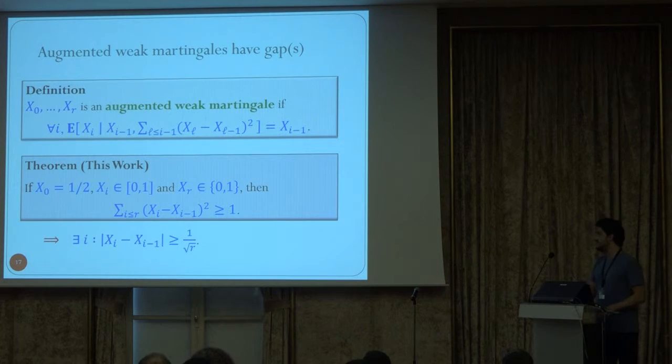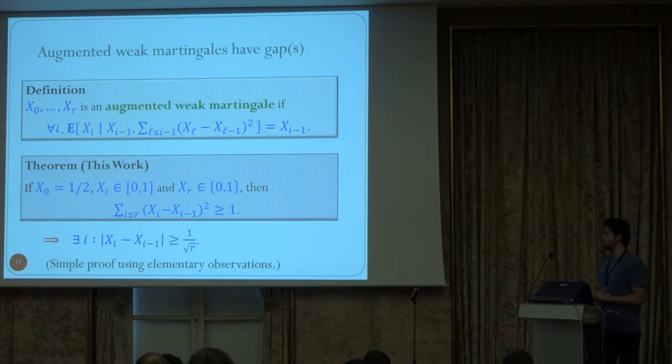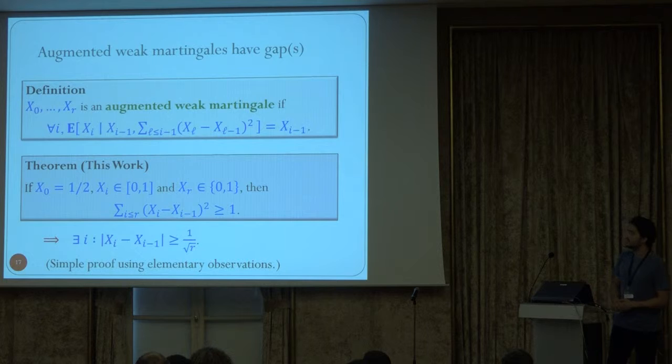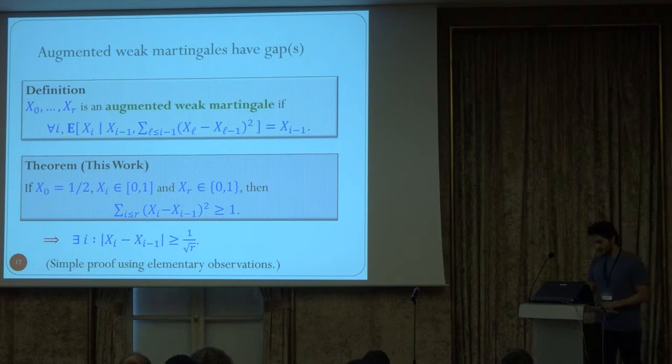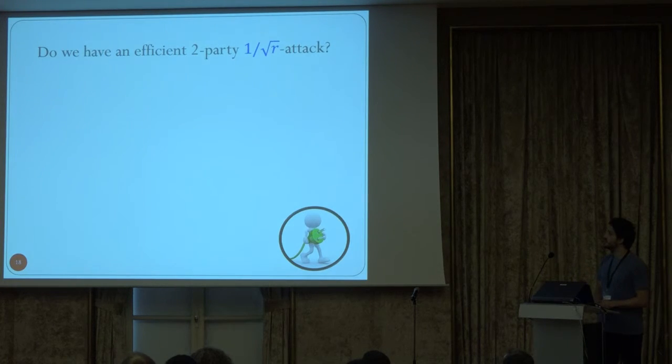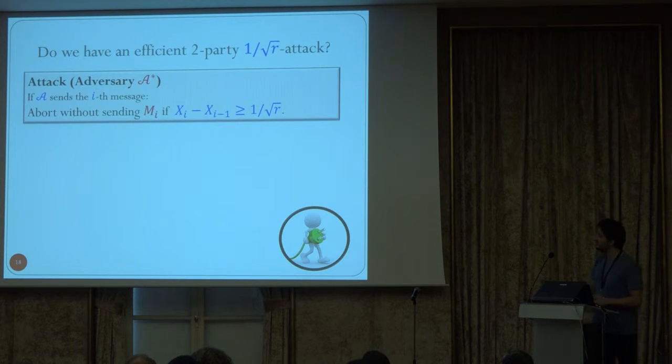Also, I'd like to mention that we have a simple proof that uses elementary observations, contrary to Cleve and Impagliazzo's theorem. So all of this discussion should raise an eyebrow, because I seem to be saying that we obtain a two-party 1 over square root of r attack. So let's bring back the attack from Cleve and Impagliazzo. The question is, can we plug and play? Can we take the sequence we just defined, just put it in this attack and say, okay, we achieved the bias of 1 over square root of r?